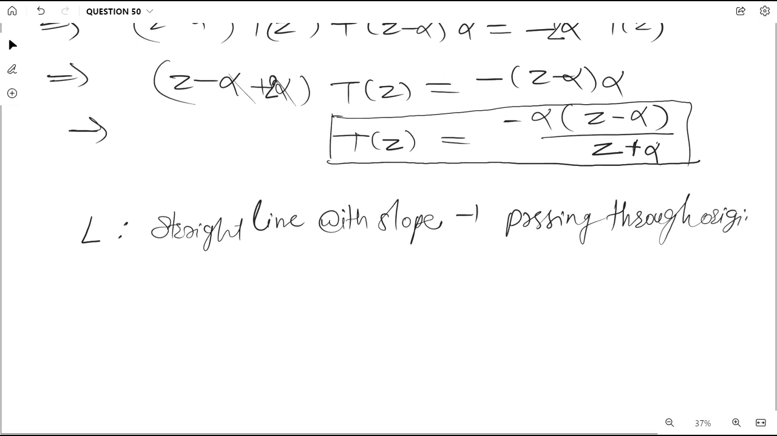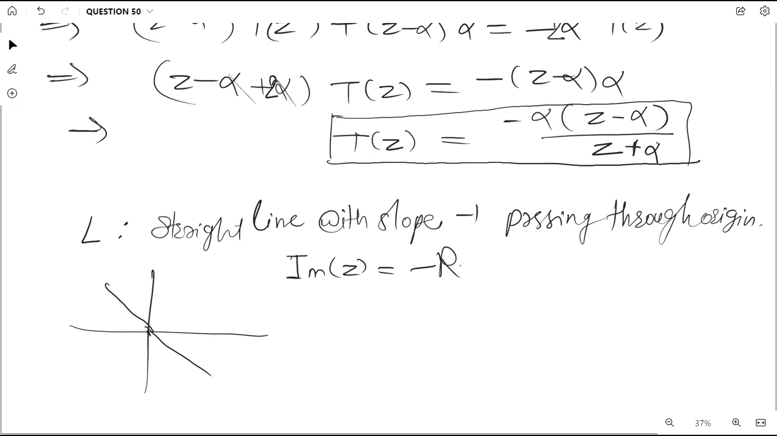Right, so if we draw a diagram, it passes through the origin and its slope is -1, so it will be something like this, and this line is imaginary of z equal to minus real of z, right? So basically L is this.